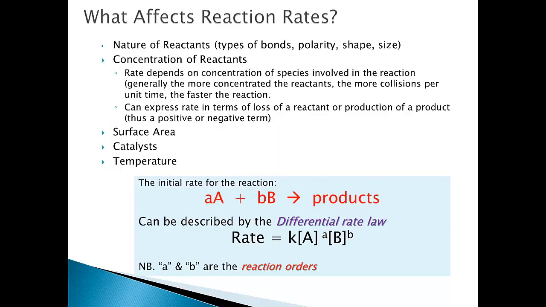So what can affect reaction rates other than enzymes? An enzyme is a type of catalyst. Then there is the nature of the reactants, so the types of bonds, the polarity, the shape, the size. The concentration of the reactants is important. Obviously the rate depends on the concentration of the species involved in the reaction. Generally the more concentrated the reactants, the more collisions that you're going to get per unit time, and the faster the reaction. You can express the rate in terms of the loss of a reactant or the production of a product. So you can get either a positive or a negative term depending on what area of the reaction you're looking at.